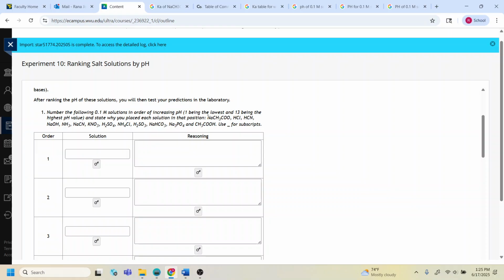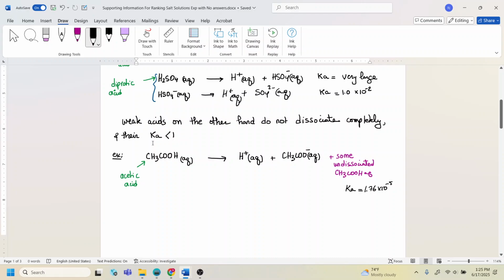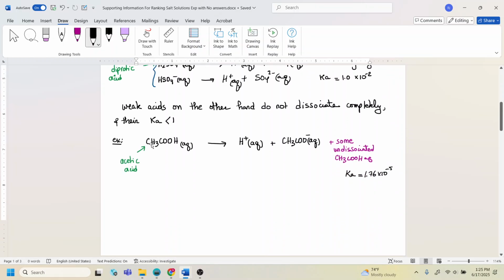Okay, so these are the compounds, or the solutions. We do have a 0.1 molar solution of each, and we are ranking them based on their pH value. So we're going to talk about the pH in a second, but first let's go ahead and explain what weak acids are. So we explained what strong acids are, gave two examples of strong acids. They undergo 100% dissociation.